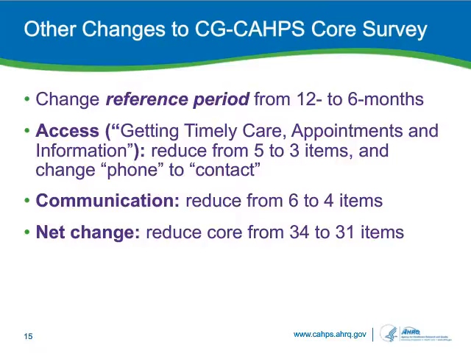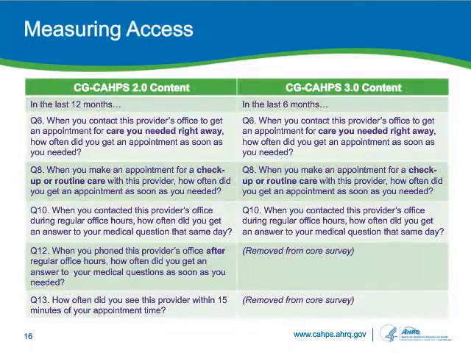All right, so now let's drill down on these changes, looking first at access. Again, on the left-hand side, you can see the 2.0 content for access. On the right-hand side, you see the 3.0 content. So looking at the first change, again, you see the revision from 12 to 6 months. You see in question 6, we've changed to the word contact this provider's office from telephone. You can see that other than that, the item remains unchanged.